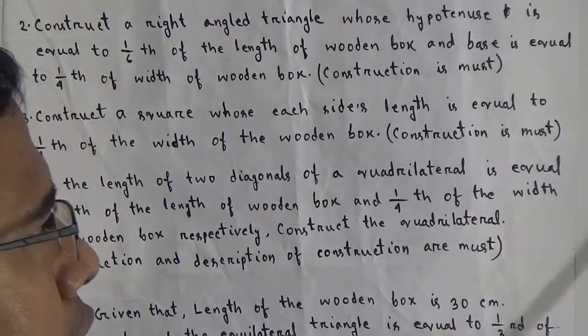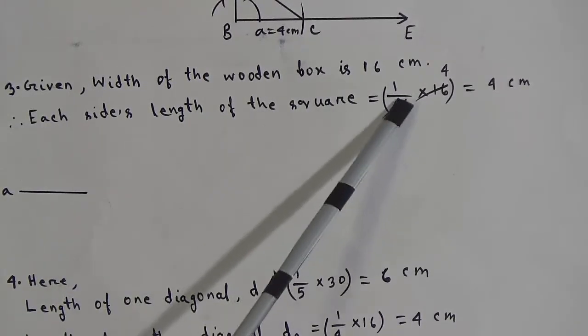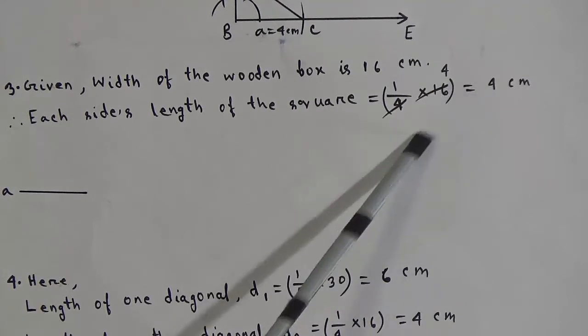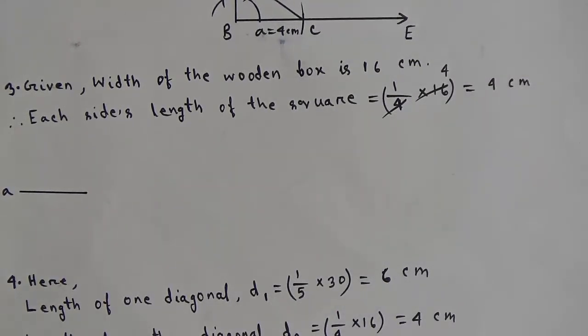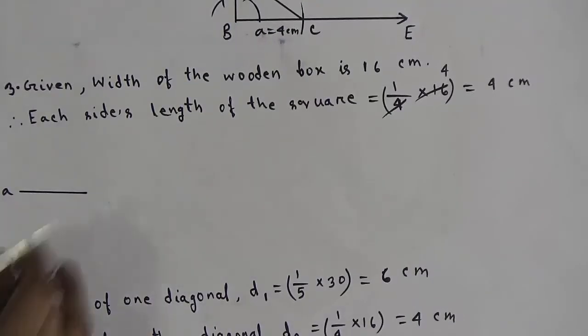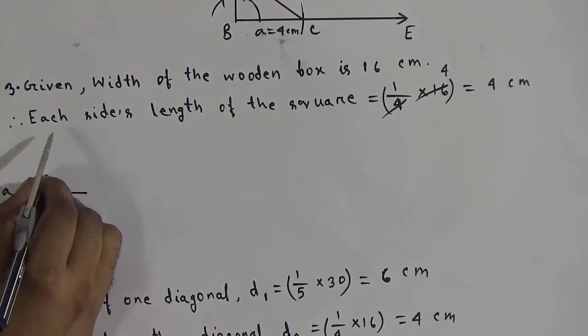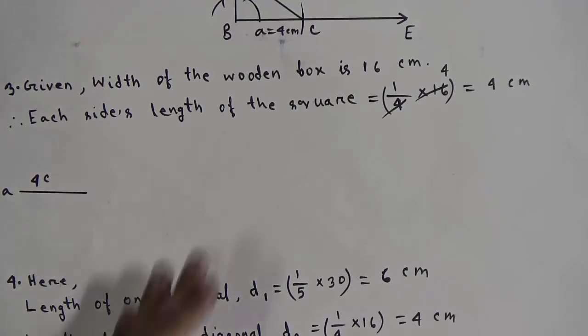Dear students, given the width of the wooden box is 16 centimeter, each side's length of the square is 1/4 of 16. If we cut 16 by 4, then 4 fours are 16, that means 4 centimeters. Now we'll draw a square which all sides will be 4 centimeters. I have already drawn a line segment which length is 4 centimeters. Using a scale, I have drawn this line segment. Now I will draw the square.